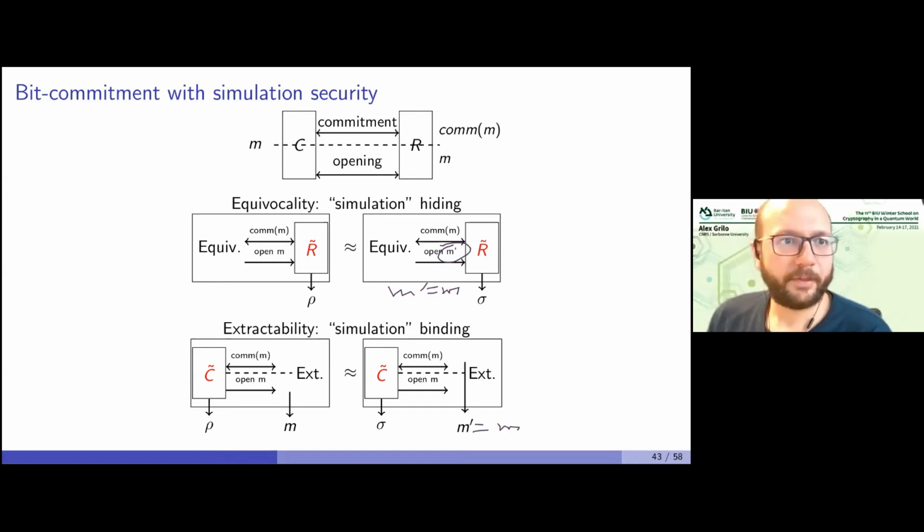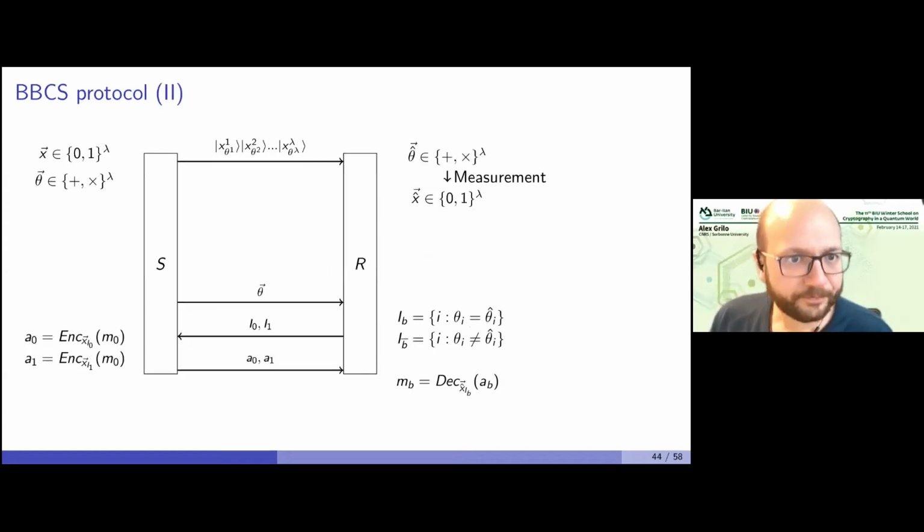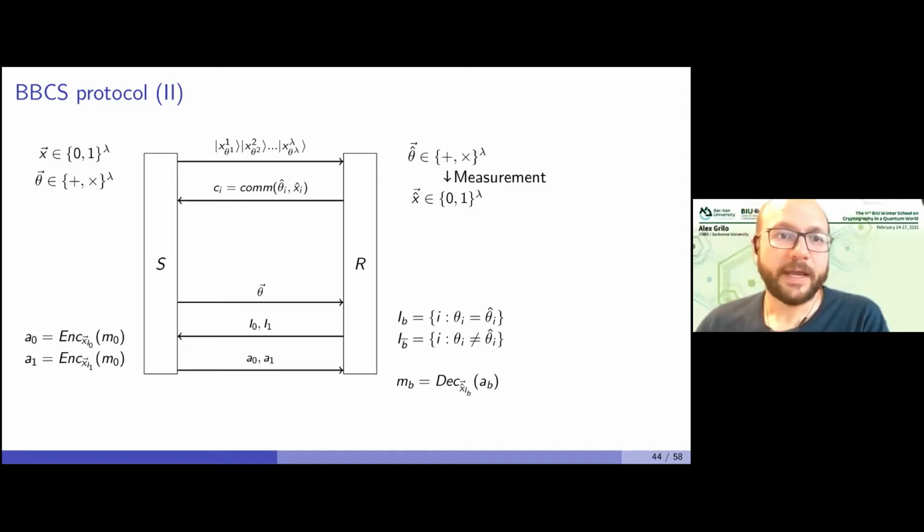So if there are no questions about these bit commitment schemes, let me go back to the BBCS protocol and modify it a little bit. As I said, the receiver is supposed to get the qubits and measure them right away, but we cannot enforce that. But one thing that we can ask the receiver to do is to commit to the basis and the measurement outcomes that she is supposed to obtain as long as she receives the qubit.